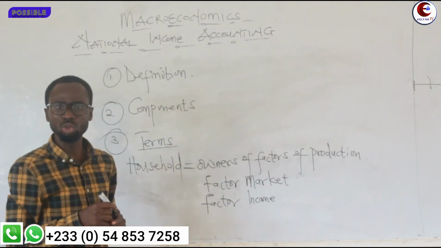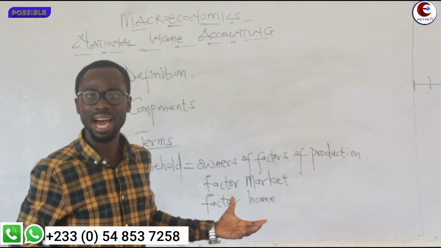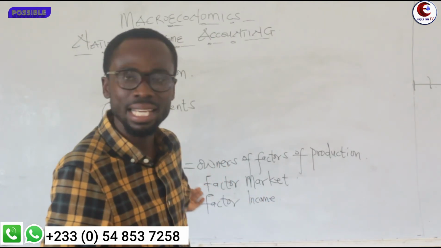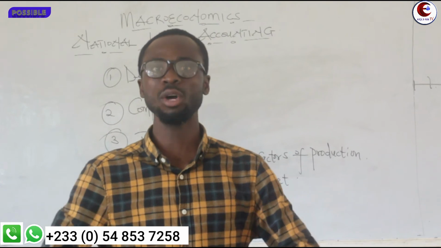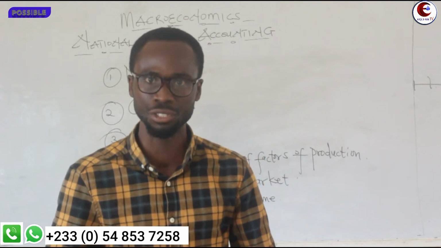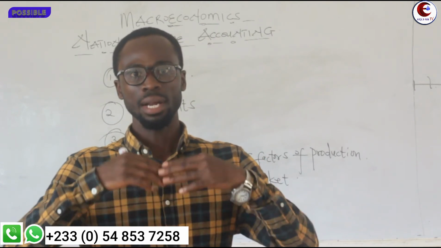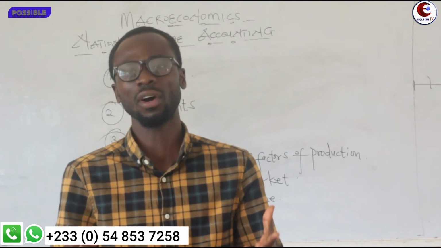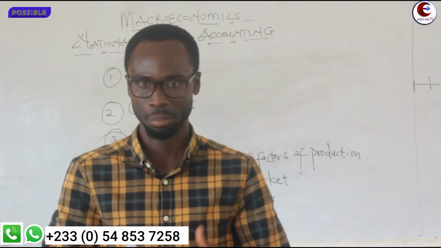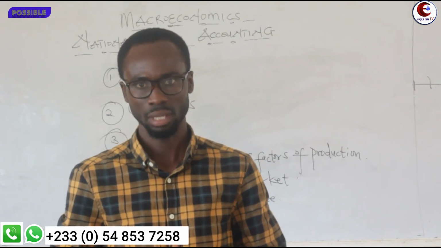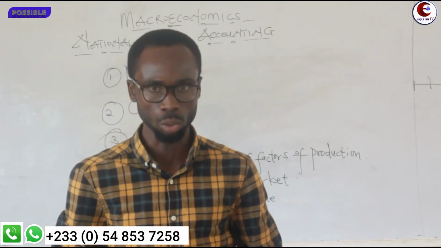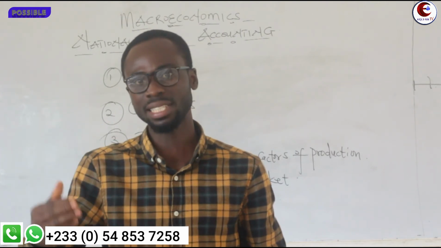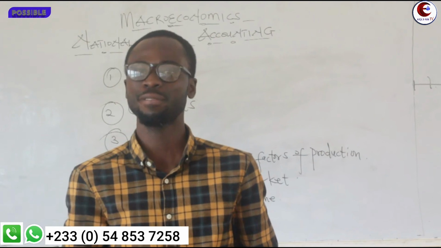So if you want to get full marks under economics, when you are defining household, you say that households are the owners of the factors of production, and then they sell the factors of production on a factor market in order to get factor income. I hope you are getting it. Good. They are the owners of the factors of production, and they sell the factors of production on the factor market in order to get a factor income.